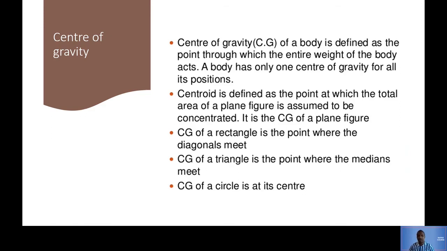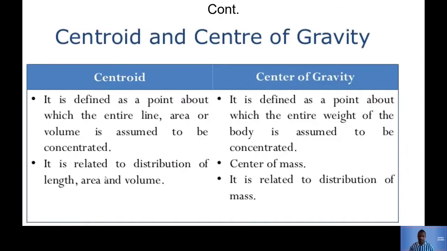Let's look at all of this. Okay, let's consider this right here. A centroid is defined as a point about which the entire line, area, or volume is assumed to be concentrated. These are just differences between centroid and center of gravity. So pay attention: it has to do with the line, area, and volume. Remember, a line is one-dimensional, an area is two-dimensional, and a volume is three-dimensional.